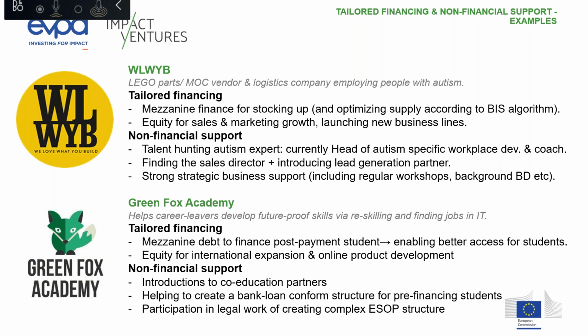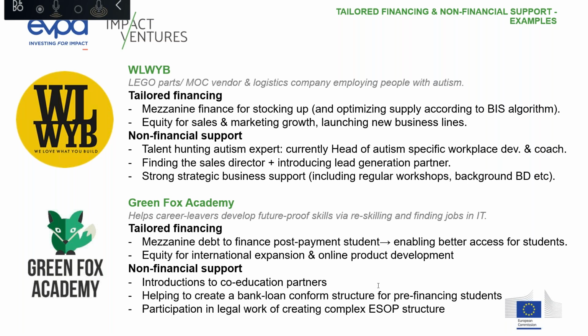And if we move along, I quickly gathered two examples of how we deliver non-financial support and tailored financing. One is for We Love What You Build. That's a Lego logistics company which is employing autistic people who would otherwise not have a job. So high functioning, but otherwise quite unemployable, very smart autistic individuals.